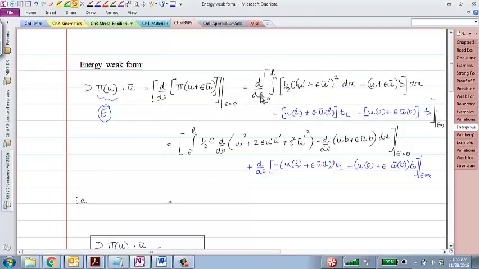This epsilon is some random scalar. It does not depend upon x. So yes, I can move it inside the integral. That's what I've done in this long expression. Now we are ready to take those derivatives.